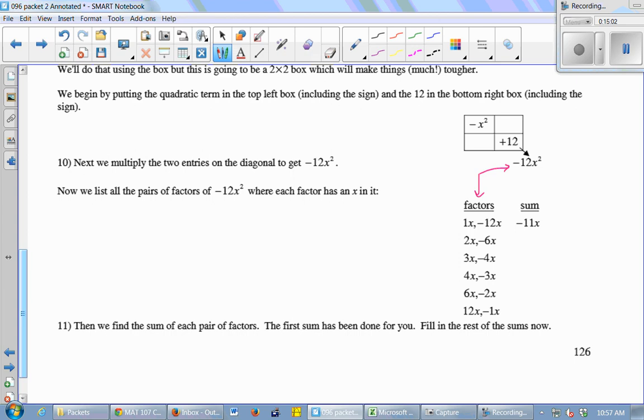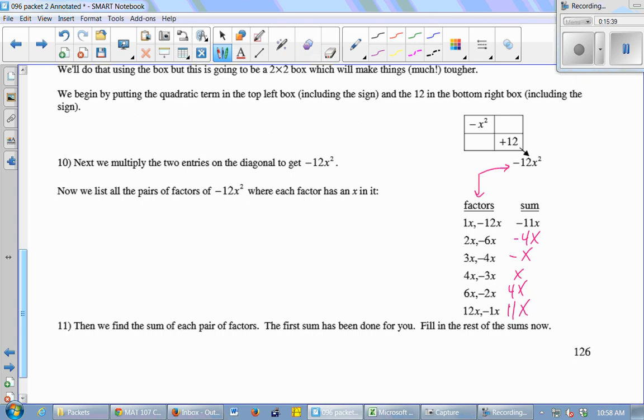Then I'm going to take the two factors that I came up with and add them together. What's 1x plus negative 12x? Negative 11x. 2x plus negative 6x? Negative 4x, yeah. 3x plus negative 4x? Negative 1x. 4x plus negative 3x? 6x plus negative 2x? 12x plus negative 1x? 11x. Okay. So we wrote out all the factors of negative 12x squared, added the factors together.